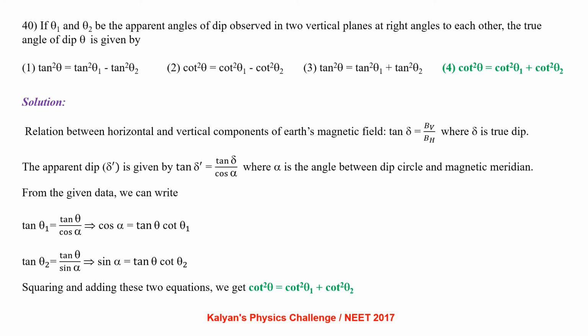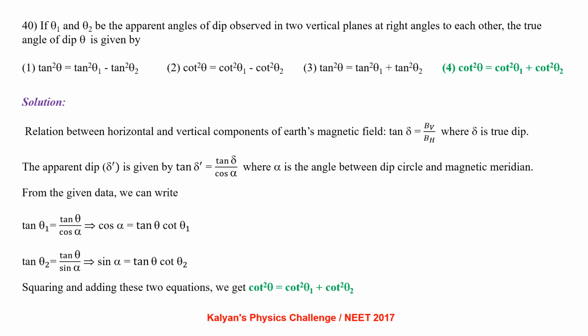Let's write the relation between horizontal and vertical components of Earth's magnetic field. That comes out to be tan delta equal to BV by BH, where delta is the true dip. Now we obtain the apparent dip when the dip circle is rotated with respect to the magnetic meridian. So the apparent dip, represented with delta dash, can be written as tan delta dash equal to tan delta by cos alpha, where alpha is the angle between the dip circle and the magnetic meridian.